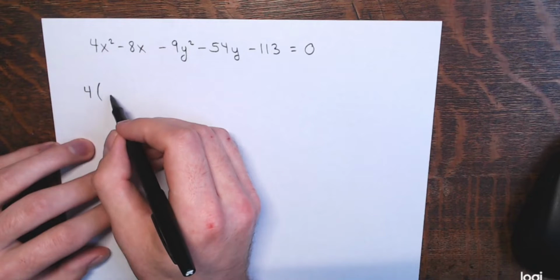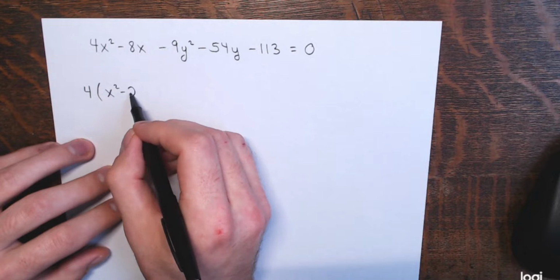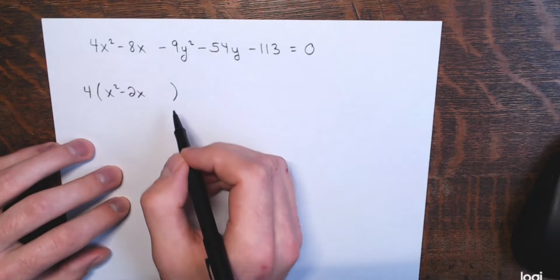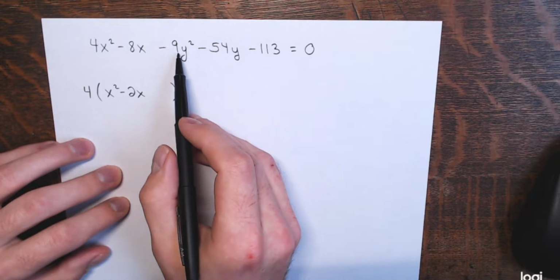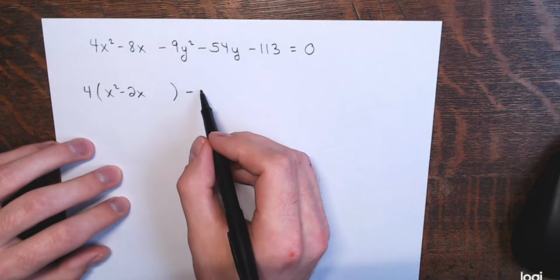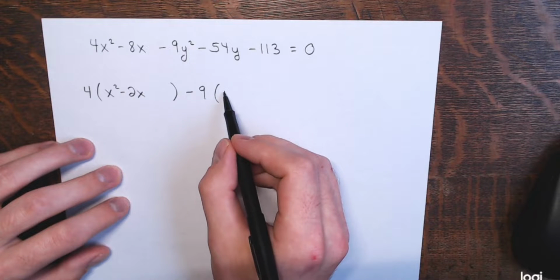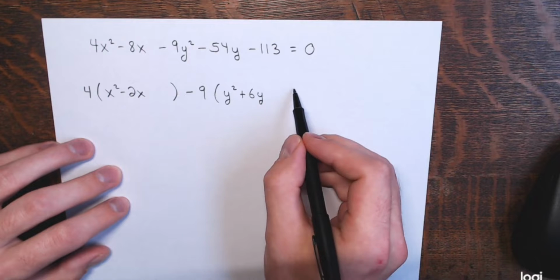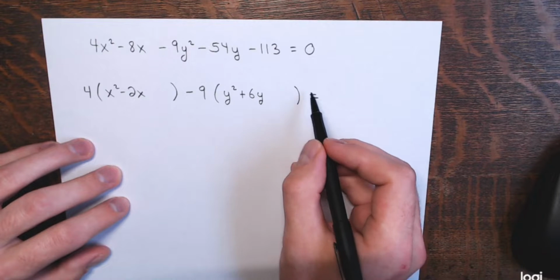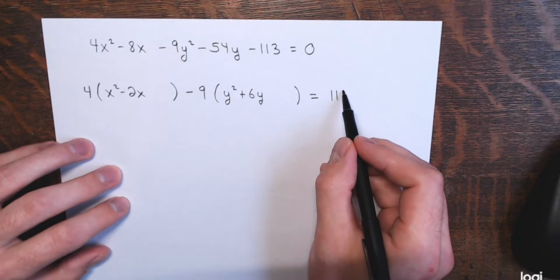So again, I'll factor out 4 from the x terms. 4 times the quantity x squared minus 2x. Leave some space to complete the square in the parentheses there. From the y terms, I'll factor out -9. So you have -9 pulled out times y squared plus 6y. And leave some space. And then I would add the 113 to the other side.